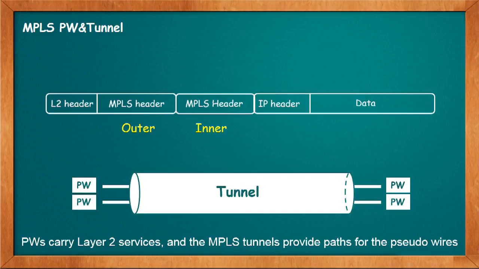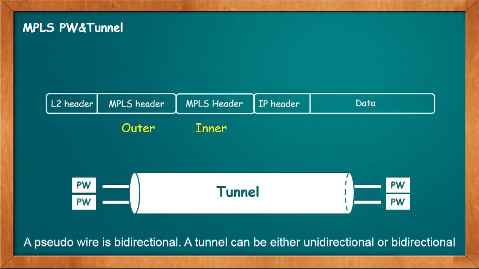PWs carry layer 2 services, and the MPLS tunnels provide paths for the pseudo wires. A pseudo wire is bidirectional. A tunnel can be either unidirectional or bidirectional.